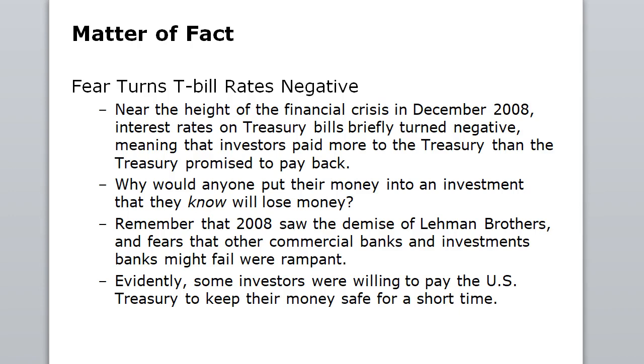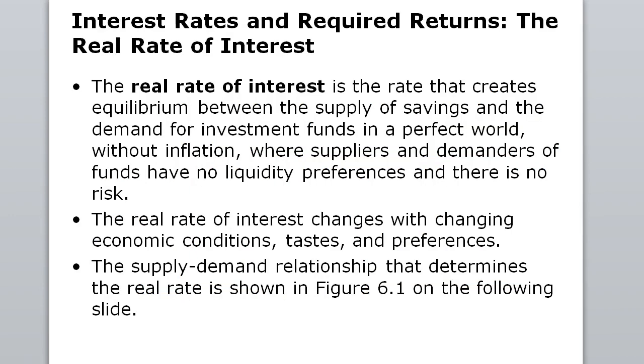Now, let's look at how fear can turn Treasury bills negative. At the height of the financial crisis in 2008, interest rates on Treasury bills briefly turned negative, meaning that investors paid more to the Treasury than the Treasury promised to pay back. So why would anybody invest their money knowing they're going to lose money? Well, 2008 was so crazy that even if you had to lose a little bit of money, you still wanted your money somewhere safe. So investors were willing to pay the U.S. Treasury to keep their money safe for a short term. And thus, we had our first negative rates on the T-bill.